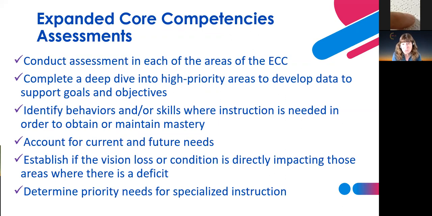The next one is one of the hardest ones, but it is also one of the most important ones. Establish if the vision loss or condition is directly impacting those areas where there is a deficit. Sometimes students have deficits in areas and it's not a result of their vision loss. It could be a result of something else, such as a learning disability or cognitive impairment. This is one of the hardest things to determine. Is it the vision? Is it something else? That's where a team can be widely beneficial. Use your team, your IEP team, to help make those decisions. And finally, determine the priority needs for special instruction in the next 1 to 3 years.